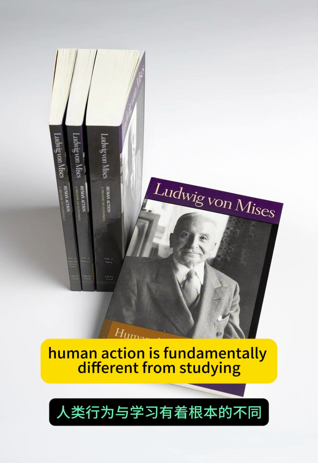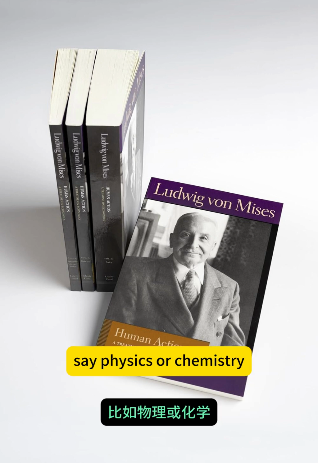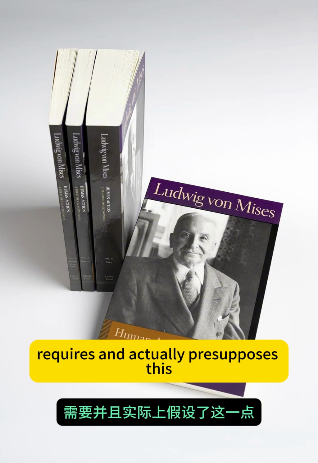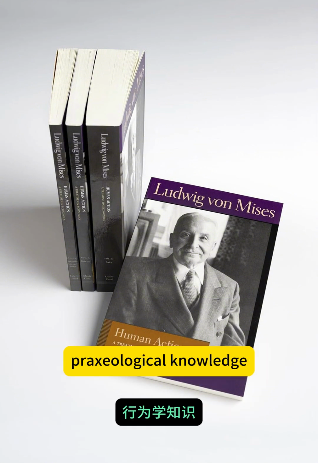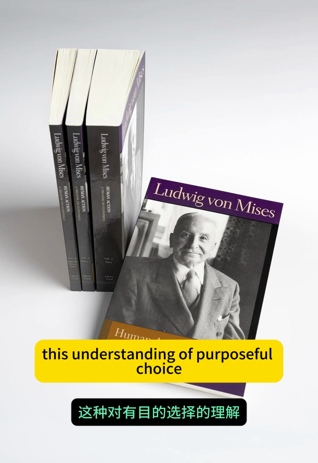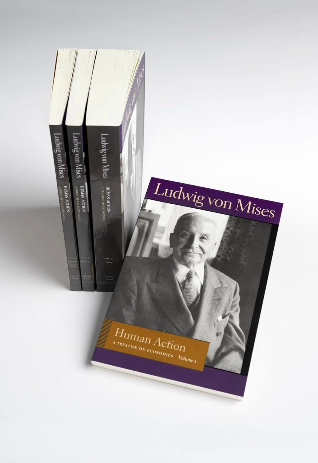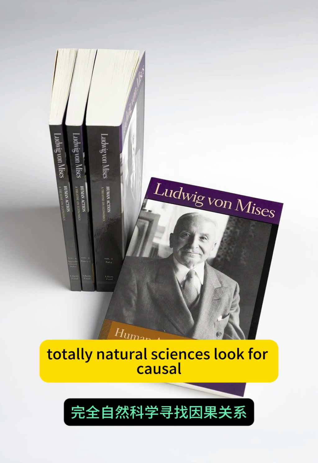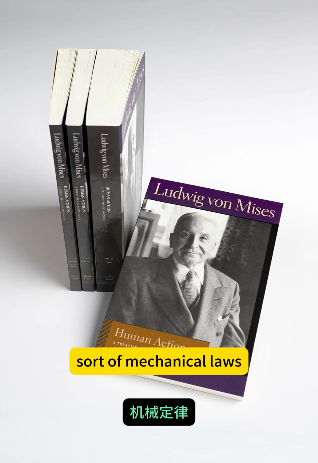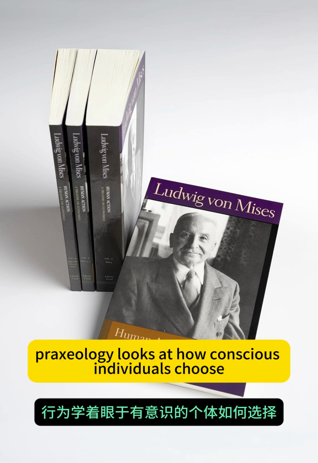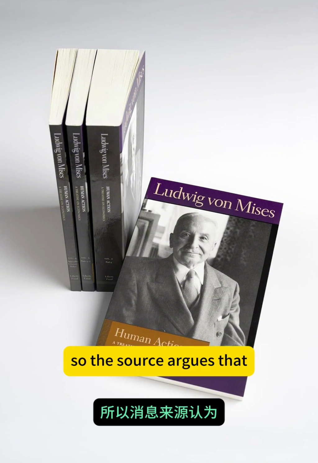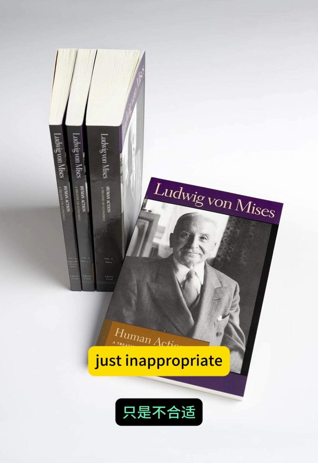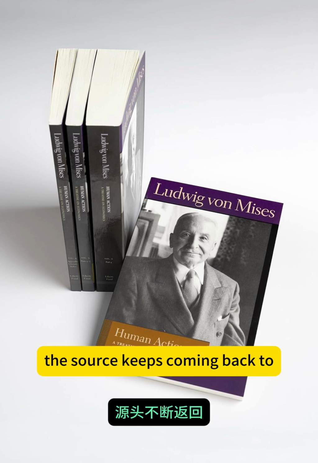And this leads to a really key distinction the source makes. Studying human action is fundamentally different from studying, say, physics or chemistry. How's that? Well, because understanding human action, the source says, requires and actually presupposes this praxeological knowledge, this understanding of purposeful choice. You can't analyze why someone bought a particular stock using the same methods you'd use for a chemical reaction. Right. Different domains. Totally. Natural sciences look for causal, sort of mechanical laws. Praxeology looks at how conscious individuals choose means to achieve ends. So the source argues that trying to apply natural science methods to economics or history is just inappropriate, fundamentally flawed. That's a really big point the source keeps coming back to.